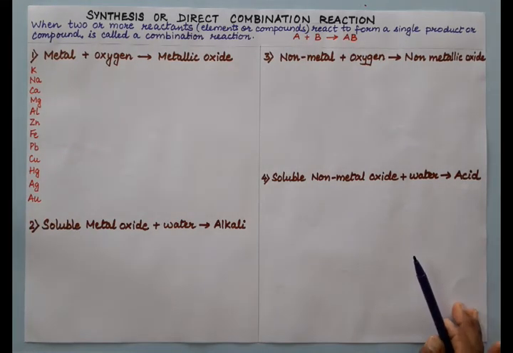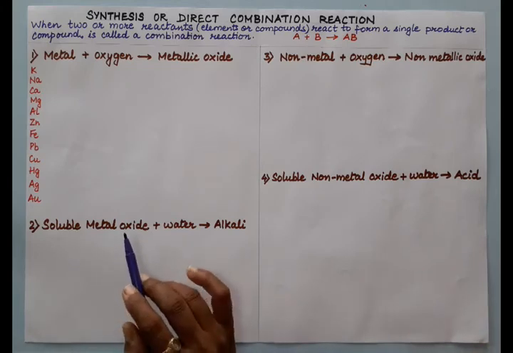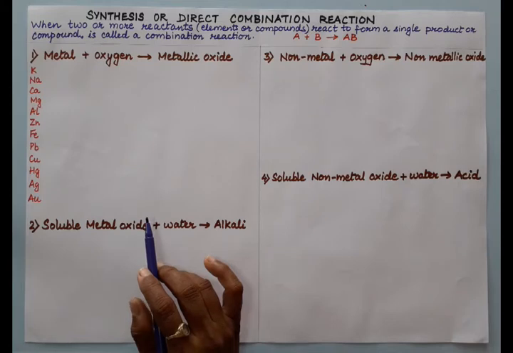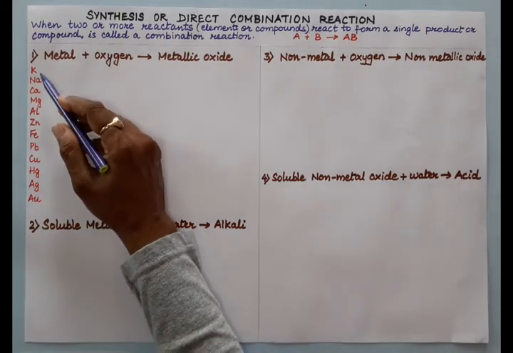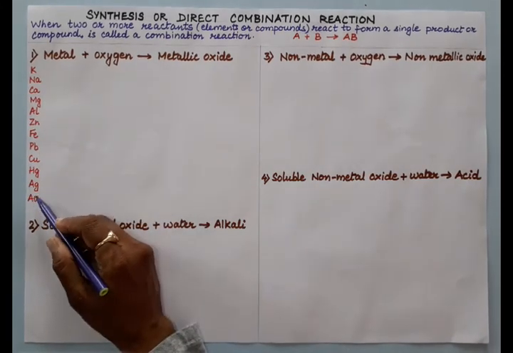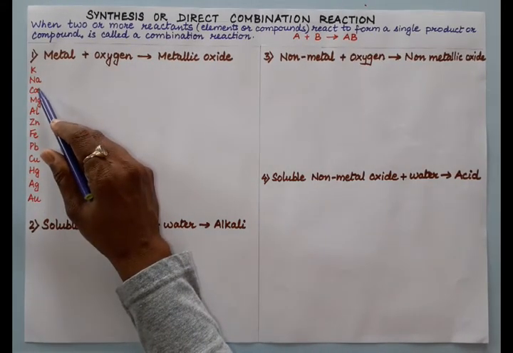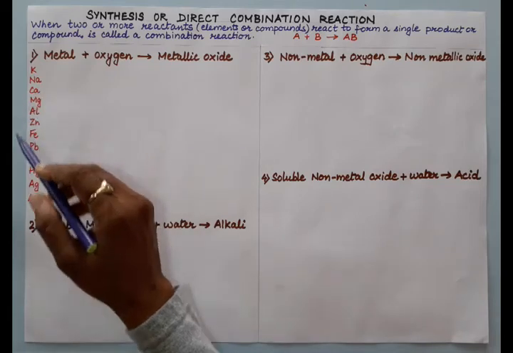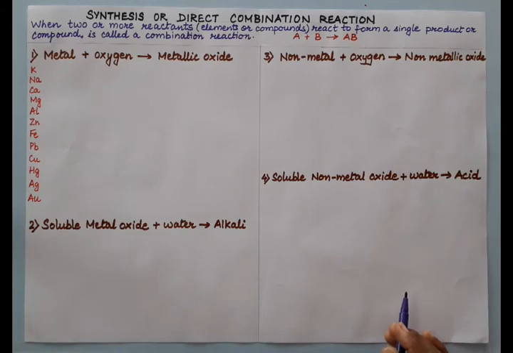Here silver and gold, these two do not directly combine with oxygen. Why? Because these two are least reactive. Potassium is more reactive and gold is least reactive. So the more reactive will take less time and will easily react, but the least reactive will not directly react. So metal plus oxygen gives metal oxide.